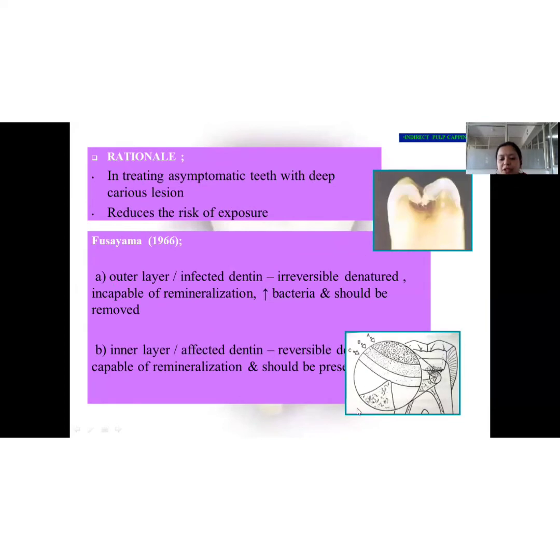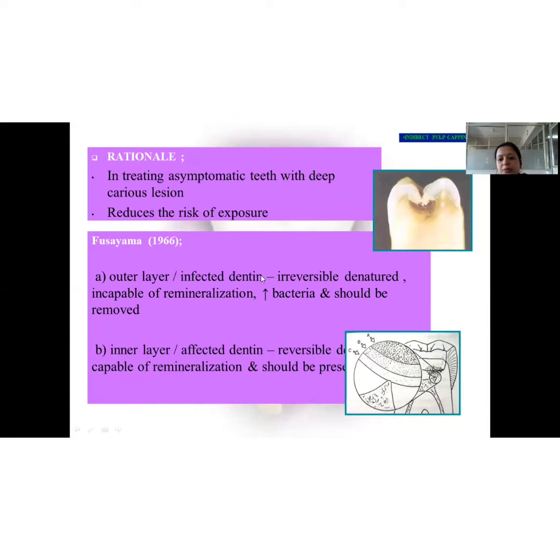Now, what is the rationale? The rationale is treating asymptomatic teeth with deep caries lesions and reducing the risk of pulp exposure. In 1966, Fusayama said there are two layers of carious dentin: the outer layer, which is infected dentin, and the inner layer, which is affected dentin.